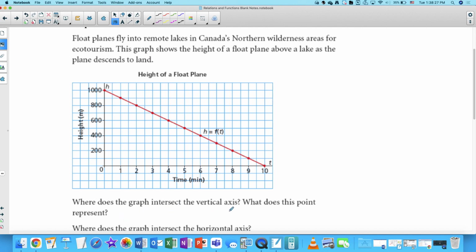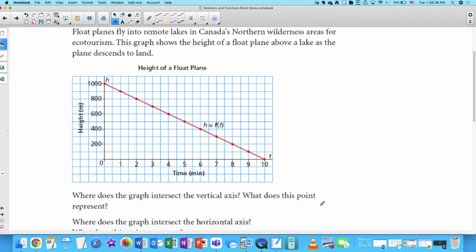What does that represent in this situation? That's the maximum height. The y-intercept. Connect it back to the context, though. Remember, when you're on an intercept, you know the value of one of the two variables. So the height is 1,000 meters. What about the other one? Time is 0. So this tells you the initial height of the plane, since time is 0.